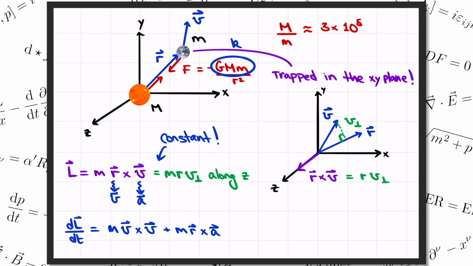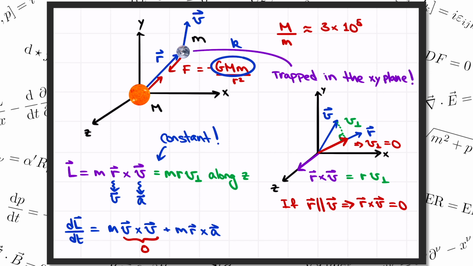Remember that the length of the cross product of two vectors is proportional to the perpendicular component of one vector along the other. So notice that if two vectors are parallel or antiparallel, in other words, if they're pointing along the same line, there is no perpendicular component of one along another, and so the cross product vanishes. Well, v is obviously parallel to itself, so there's no perpendicular component, and v cross v is equal to 0.